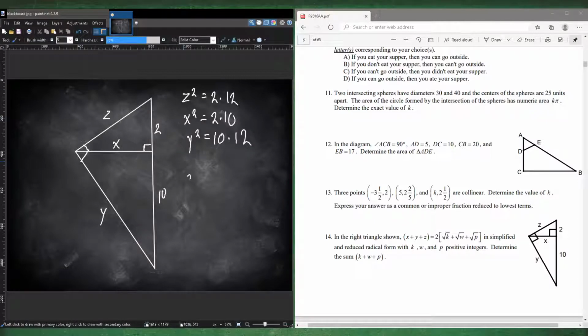So if you want to find z, take the square root of 2 times 12, which is 24. So that's just 2 square root of 6. And then x is equal to the square root of 2 times 10, which is just 2 square root of 5. And then y, the square root of 10 times 12, so that's just 4, and then that's a 3, 3 times 10 equals 30. So this is 2 square root of 30. Actually, this is 2 square root of 6. Yeah. So then basically we could add them together. So 6 plus 5 plus 30, that is an answer of 41. And that's basically it.